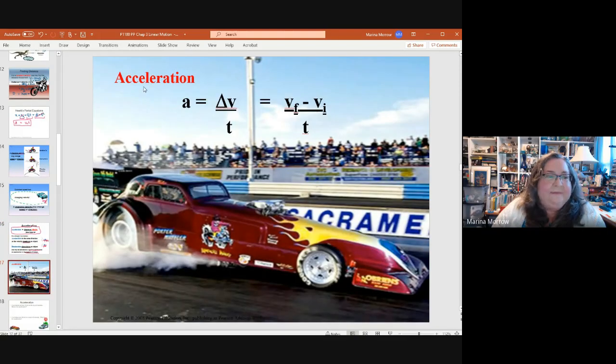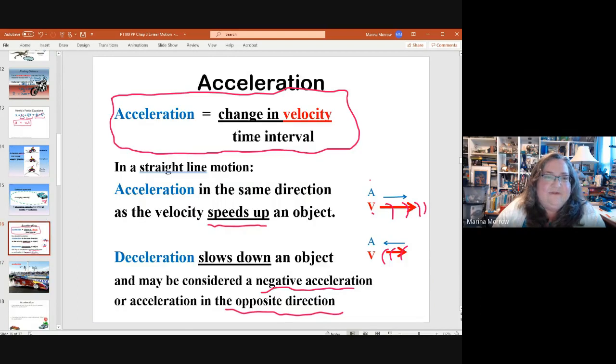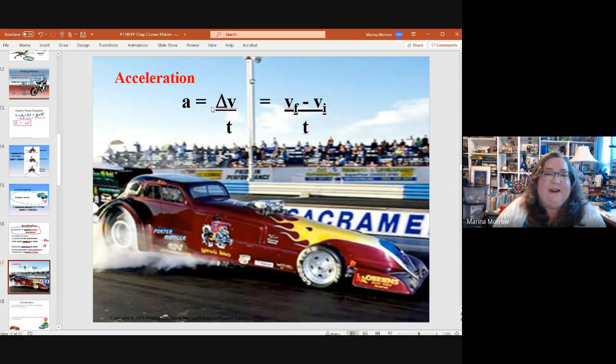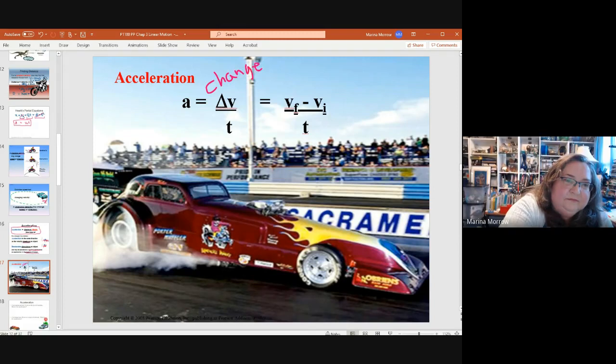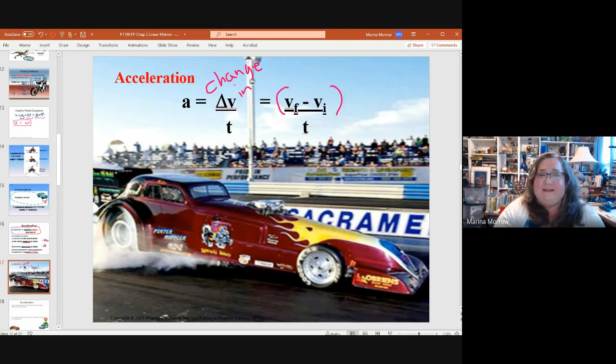Okay, now the formula for acceleration, change in velocity over time. Let me show you this cool symbol. This triangle, which is a delta, Greek delta letter, is used in physics to mean change in. And change in is always going to be defined as final minus initial. So we're saying delta V, which means change in velocity, and that's going to be the final velocity minus the initial velocity.